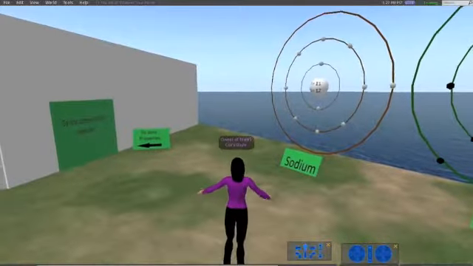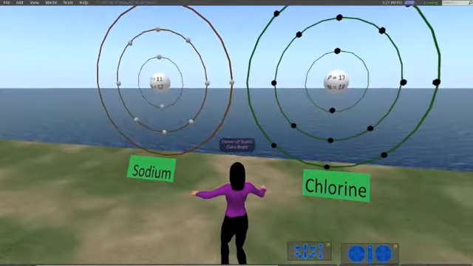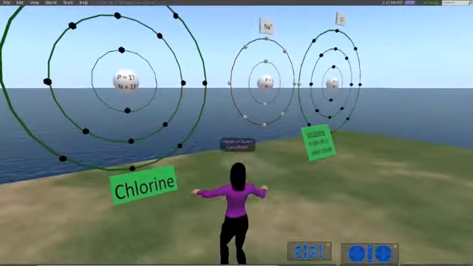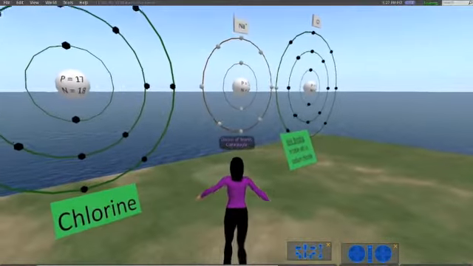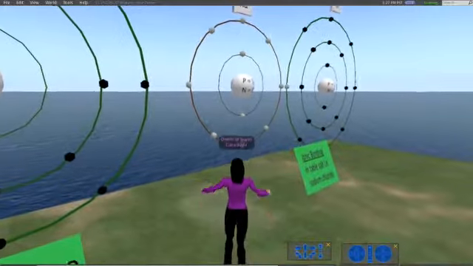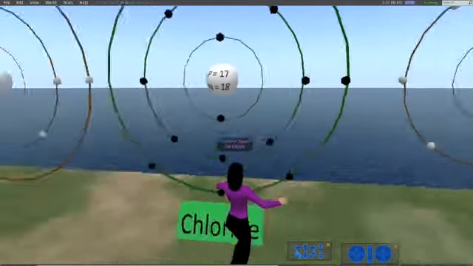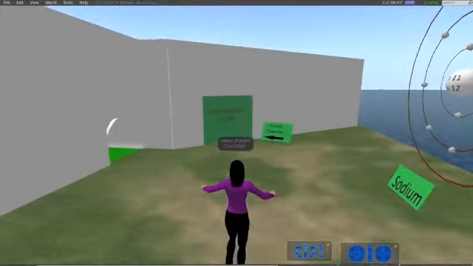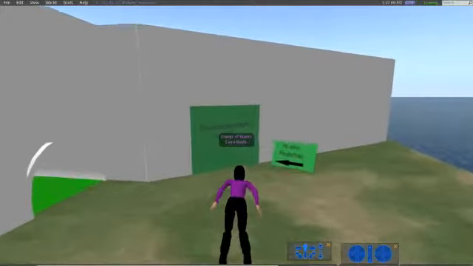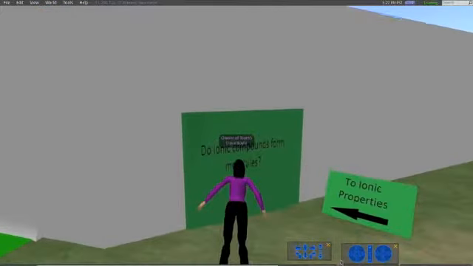We can see the sodium and chlorine atoms in their original forms and then ionically bonded to form sodium chloride by the transfer of an electron. Again, we will assess students' understanding of this section before continuing.